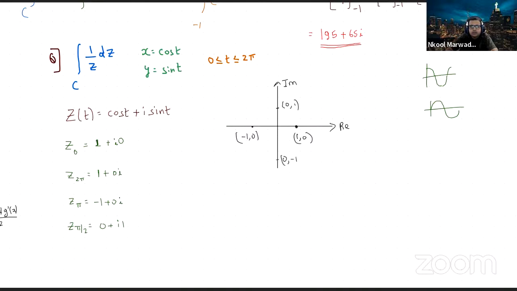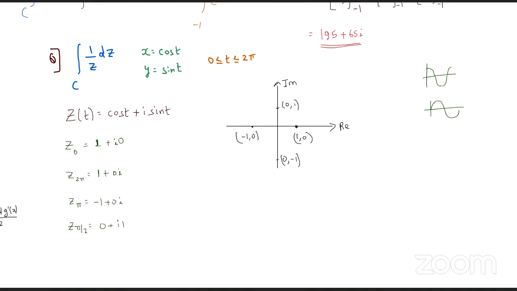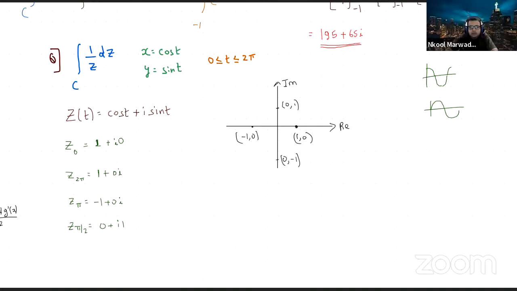Because it is an arc, we have to merge these points. For 3 pi by 2, what are the points? Cos 3 pi by 2 is 0, and sin 3 pi by 2 will be -1. So the point is 0 comma -1.